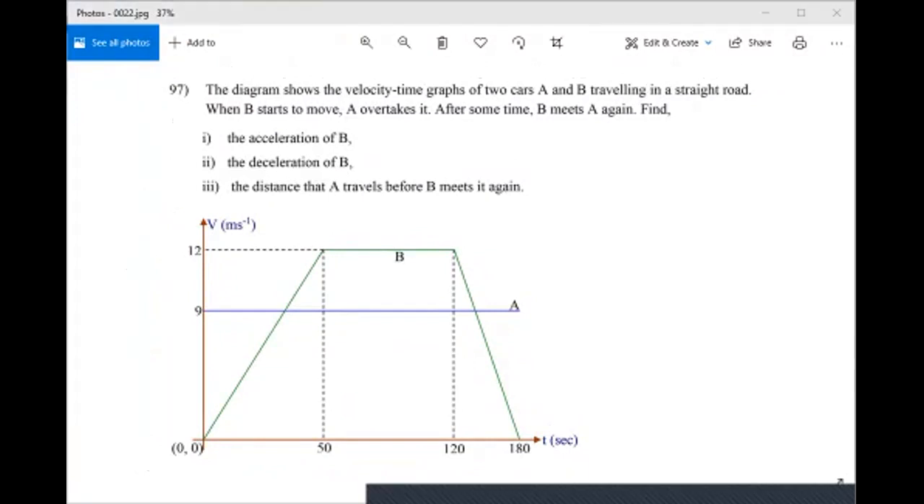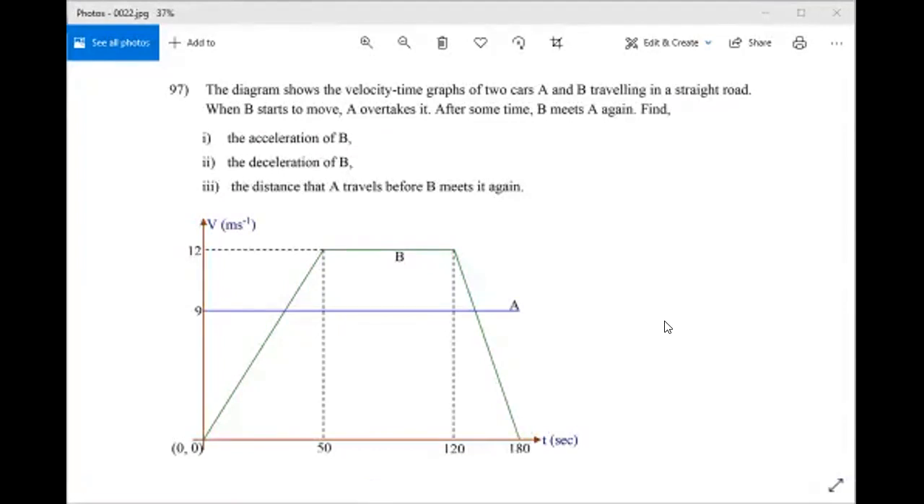The diagram shows the velocity time graph of two cars, A and B, traveling in a straight road. When B starts to move, A overtakes it. After some time, B meets A again. Find the acceleration of B. Third one, the distance that A travels before B meets it again.